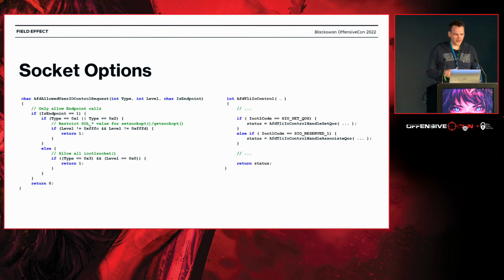Then on the other side, just after this function's called, there's also handling for a couple of special ioctl codes. The first one is a set QoS, and it does some special handling for that. And the second one, the function code, if you look it up in the WDK headers, is reserved, but with the symbols, the function that it calls is associate QoS. So presumably that's socket option associate QoS. What both of those functions do is some conversion on the buffer. You pass in some input buffer, they do a bit of special conversion, and then send a new buffer down through the rest of the kernel stack. So this is going to become important later.